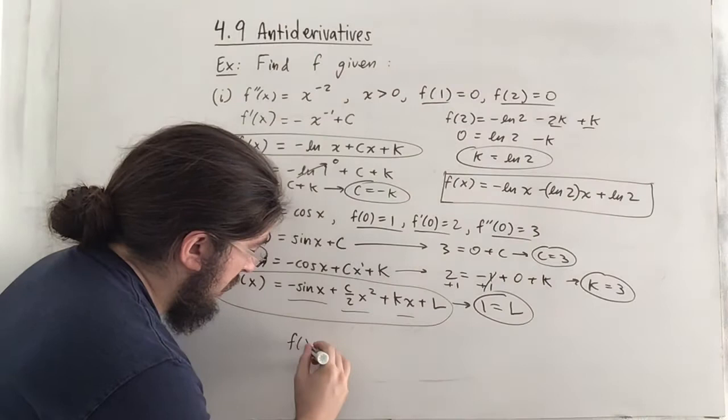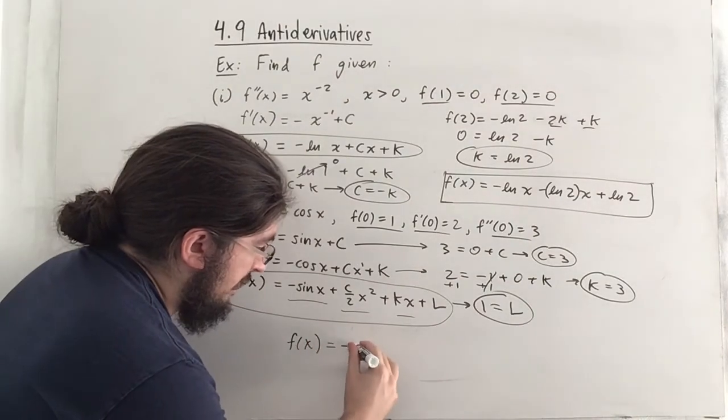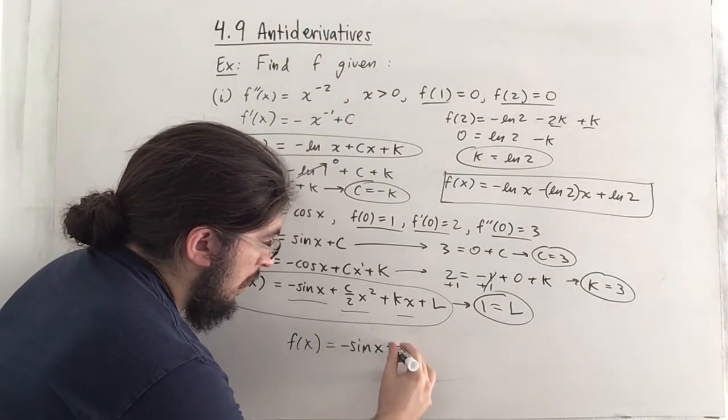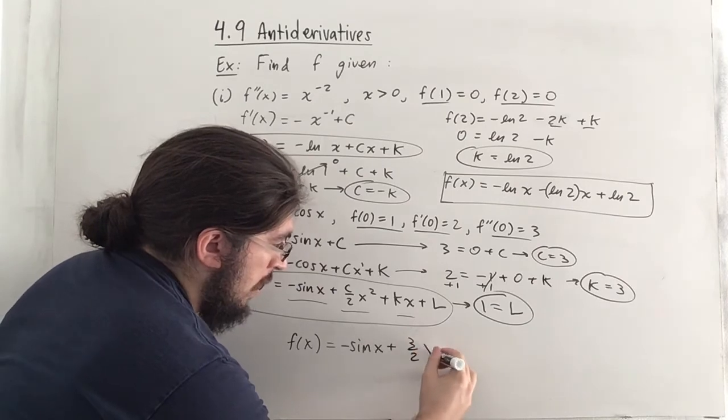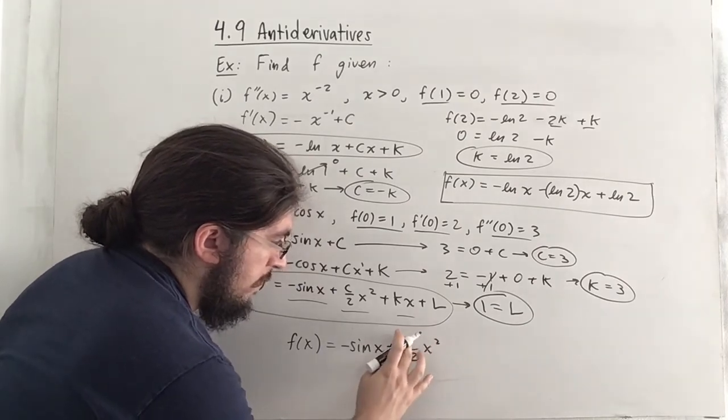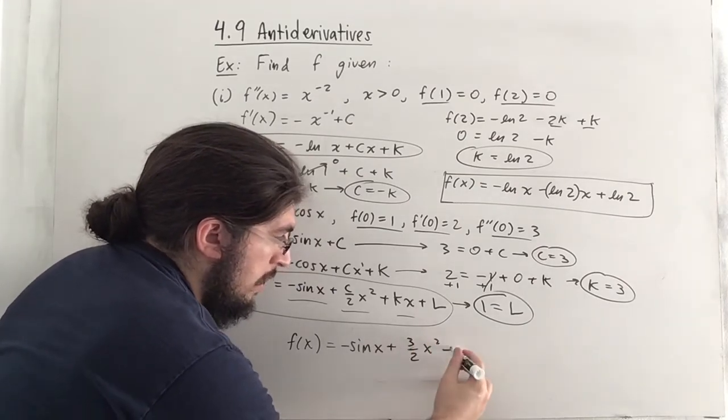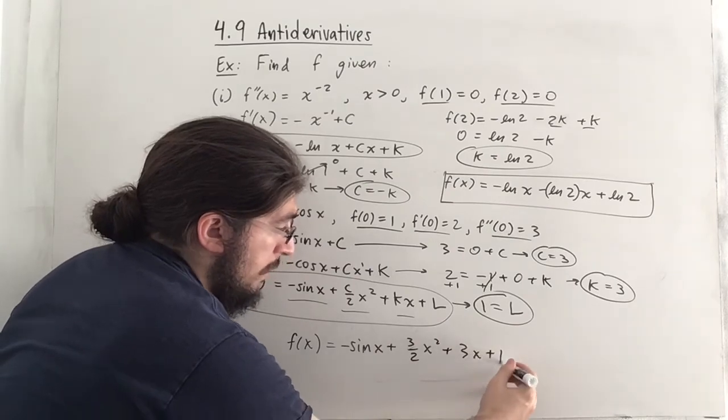And we get f of x is equal to negative sine of x plus 3 over 2 x squared, to make that look a little nicer, there we go, plus 3x plus 1.